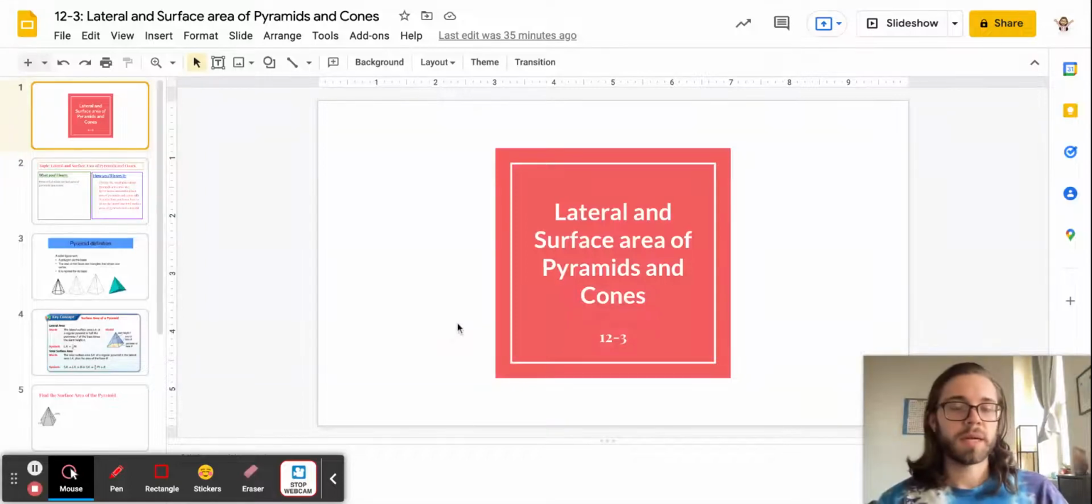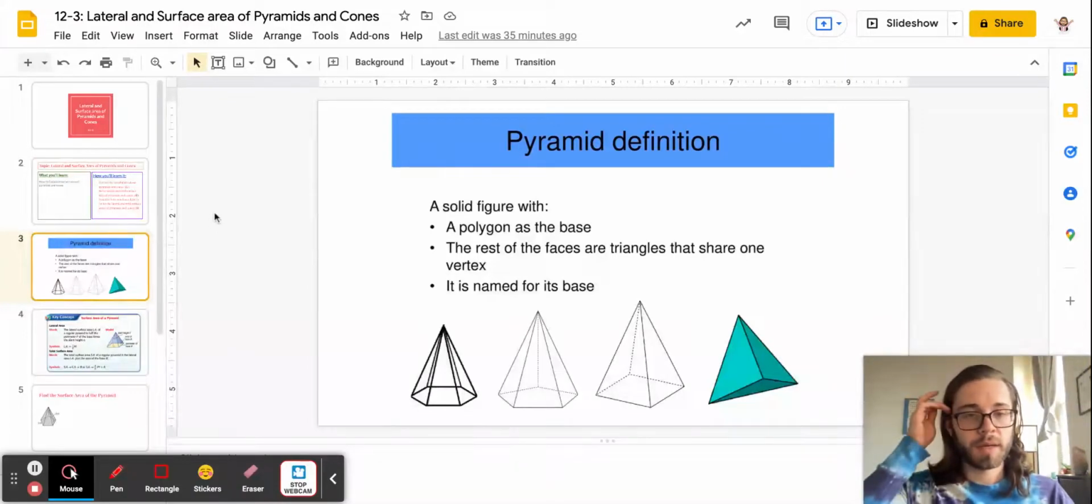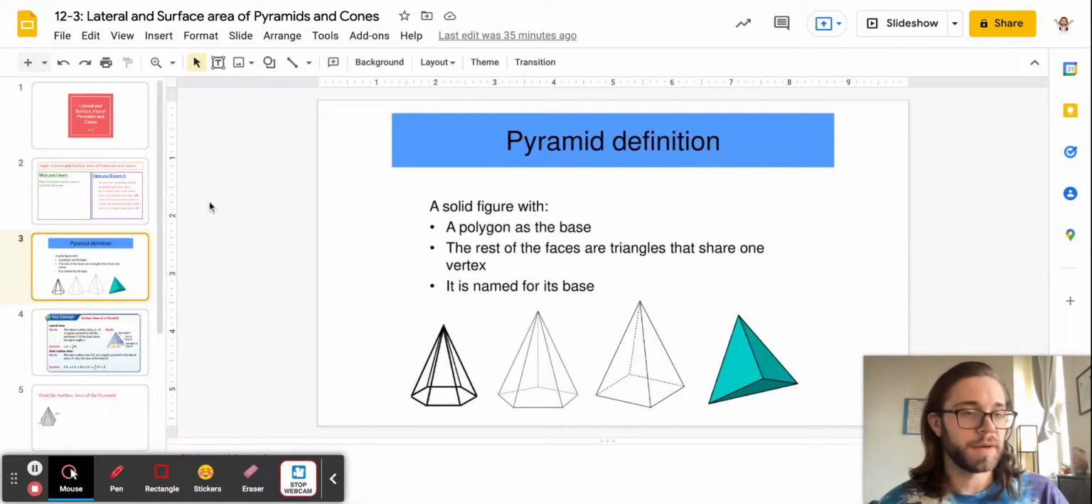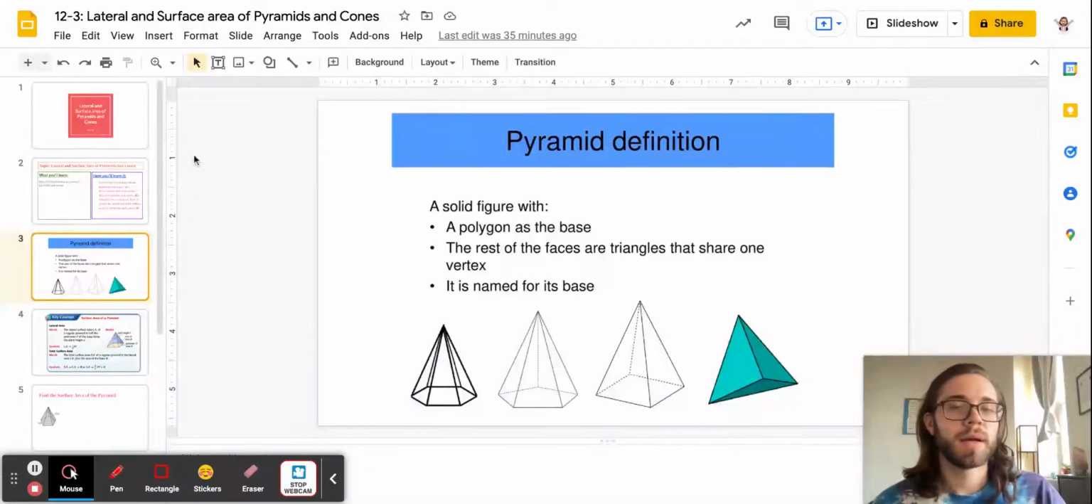Hi everyone, just wanted to take a minute to talk a little bit about the lateral and total surface area of pyramids and cones. So to start things off, we want to make sure we are aware of what a pyramid is. A pyramid is going to be a 3D figure. All the figures that we are talking about in the course of this chapter are going to have 3 dimensions. So there's some sort of length, width, and height going on.